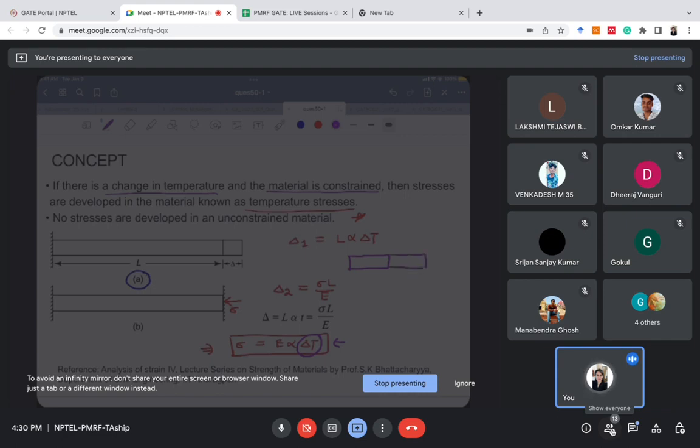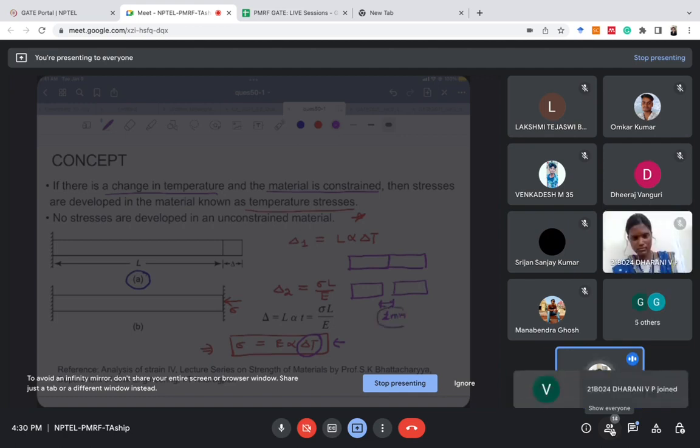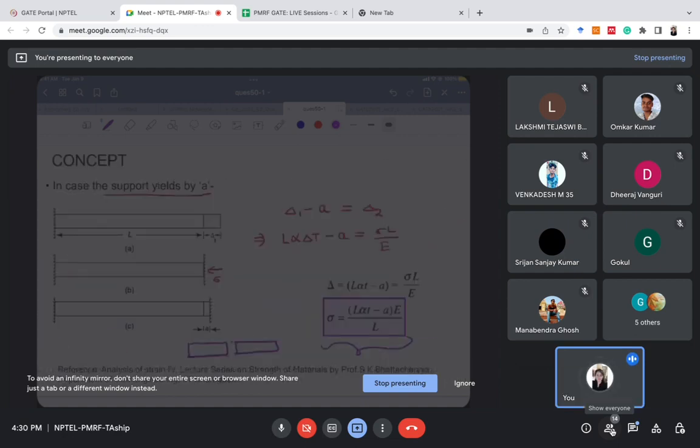If there is no gap between the rails, the stress will be simply E alpha delta T. Here you do not require the extension; you simply use the formula E alpha delta T. Suppose they ask you to find the stress in the bar with the gap between the two rails as, let's say, 1 mm. This 1 mm will be your a value, that is the yield support value, and you will find the value of stress using this. Everything is given: L, alpha, delta T, a, and E.